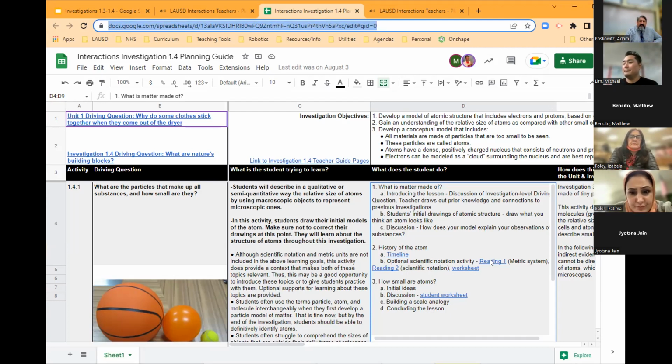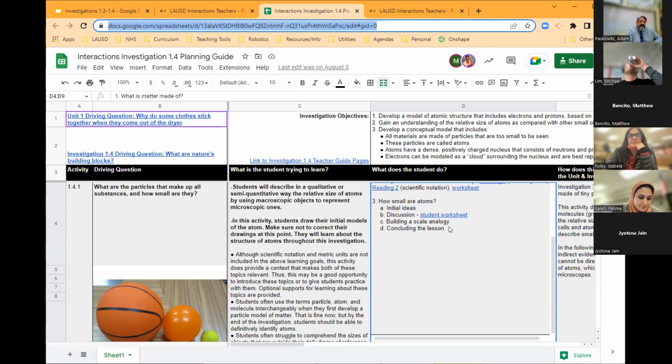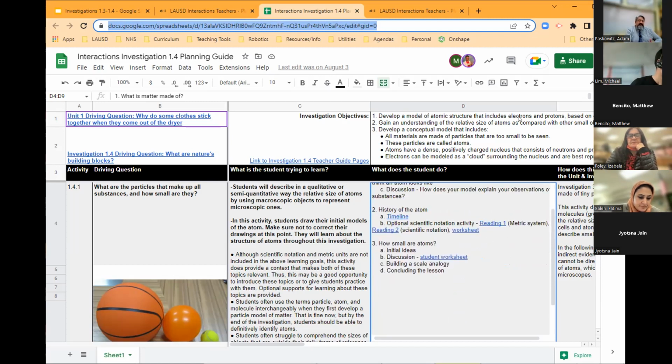We have this scientific notation activity. It's good for students to understand scientific notation, but they're not going to use it a whole lot. They're going to have to learn it in chemistry. So if you are finding it hard to keep up the pace, it says it's optional. I would probably opt not to spend a lot of time on scientific notation. The reason is in interactions, it's more conceptual. We want to focus on the concepts. In chemistry and physics, they're really going to need to know scientific notation.